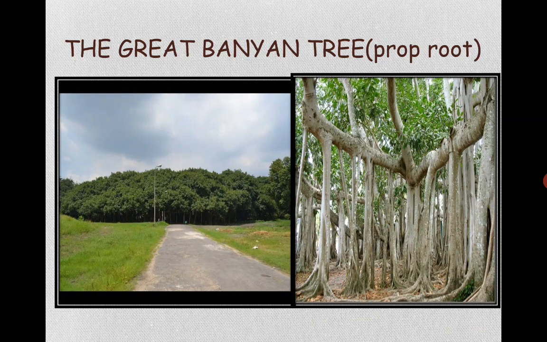Both these pictures are of the same tree. This tree is more than 250 years old and spreads over an area of about 1.6 hectares. It has about 3,618 prop roots. This wonderful tree holds a position in the Guinness Book of World Records. Isn't it amazing? So, this was it with roots.